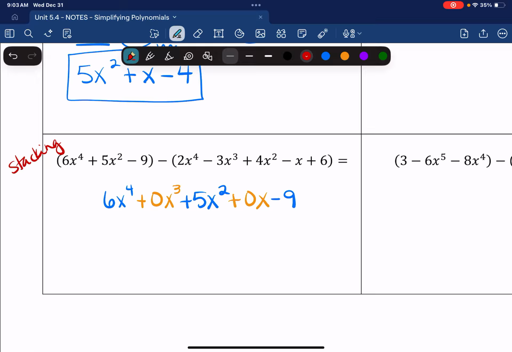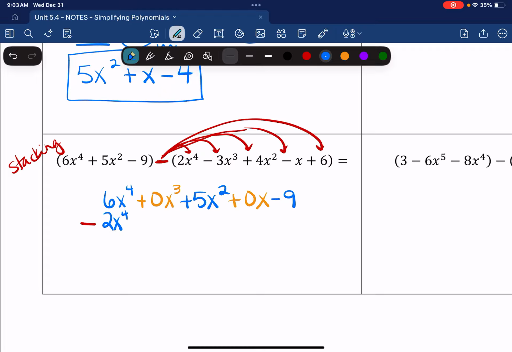Now again, this is a subtraction problem. So this minus has to go to every single term in our polynomial expression. Every single sign is going to change. You must change every single one of them. That's what subtraction does. It means go in the opposite direction. So this 2x to the 4th power becomes a minus 2x to the 4th power. And I place it underneath its like term. It doesn't matter what order they're placed in. You need to put it underneath its like term.